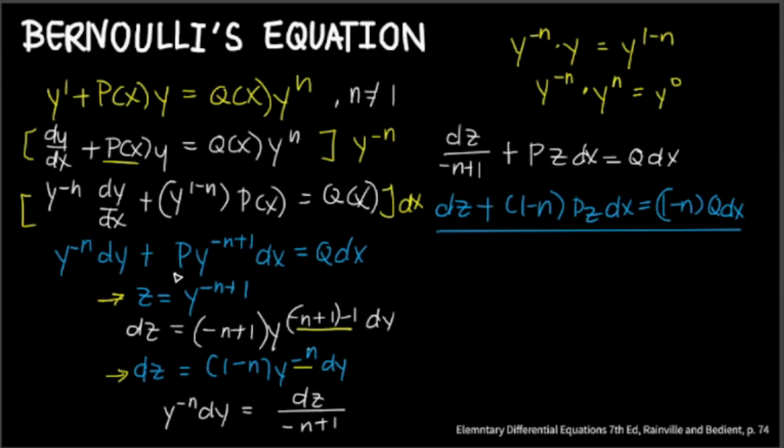Then, copy lang natin yung p. Yan yung p natin. Then, alam natin na y raised to negative n plus 1 is z na, kasi tinawag na natin siya as z. So, z, copy natin dx, then q dx. Next is multiply naman natin both sides by negative n plus 1 para mawala yung denominator dito. Makakancel siya here. Then, magiging siyang dz tapos 1 minus n p z dx, kasi multiply to dito. Then, 1 minus n q dx.